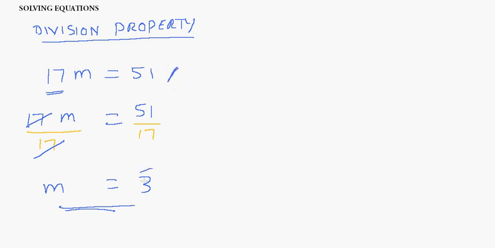You can substitute the value of m equals 3 in this equation to see if that satisfies the equation. 17 times m, now m is 3, is equal to 51. Therefore 17 times 3 is 51, which is equal to 51 on the other side of the equation.